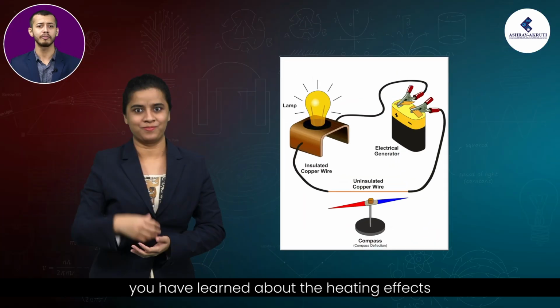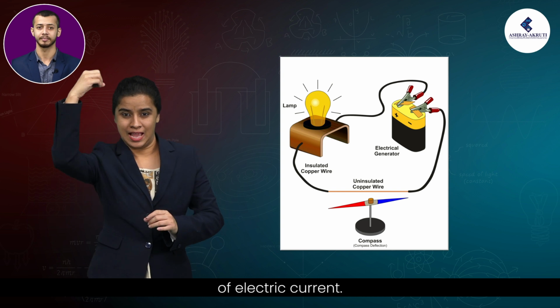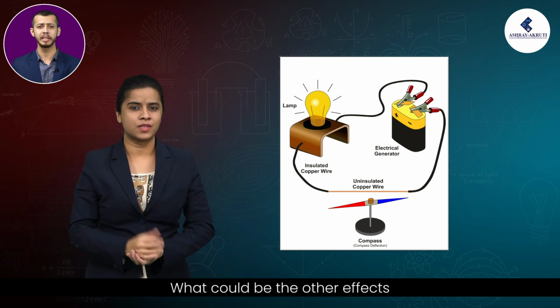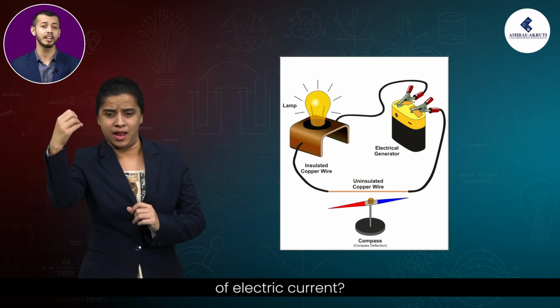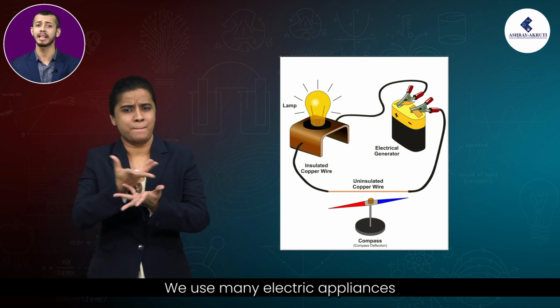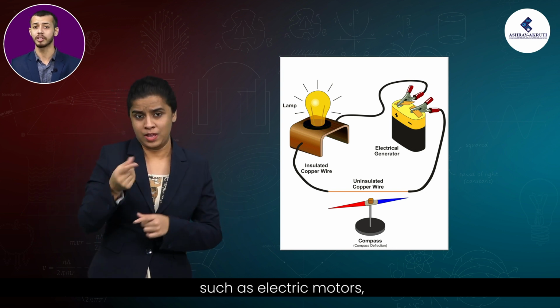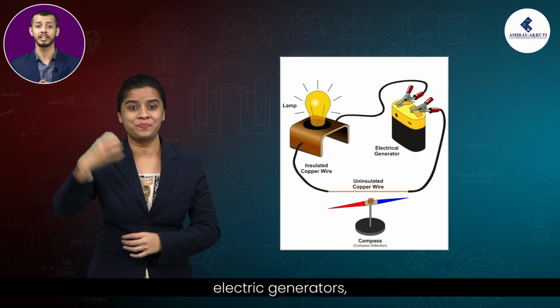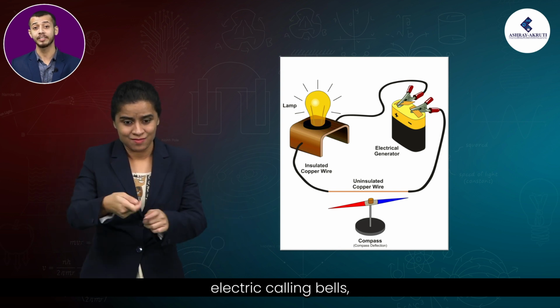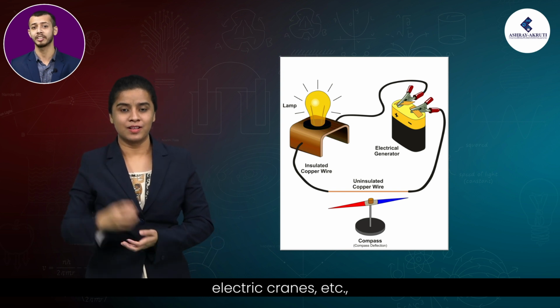Hello children! In the previous chapter on electricity, you have learned about the heating effects of electric current. What could be the other effects of electric current? We use many electric appliances in our daily life such as electric motors, electric generators, electric calling bells, electric cranes, etc.